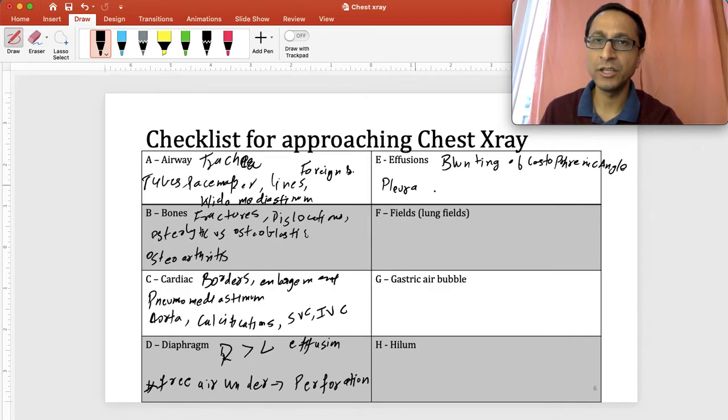Any calcifications, thickening, or even pneumothorax. That's all part of effusion. Thickening, calcifications, or pneumothorax. Then we have F for fields, and usually they mean lung fields. Lung fields, very, very important. Infiltration.